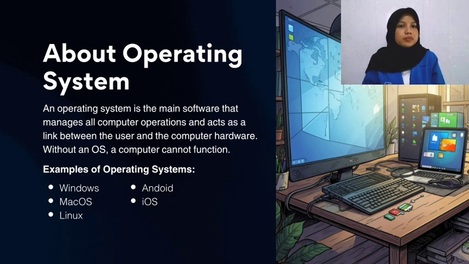The operating system is the main software that manages all computer functions and acts as a bridge between the user and the computer hardware. The operating system helps the computer run applications, organize files, manage memory, and control the hardware so that it functions properly. Examples of operating systems include Windows, Mac OS, Linux, Android, and iOS.